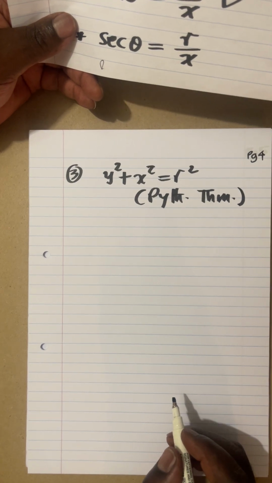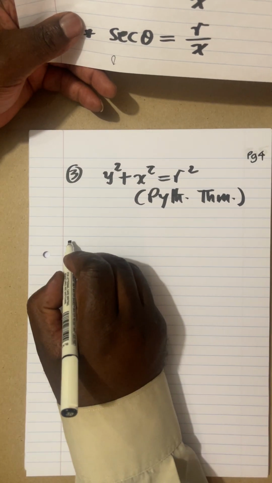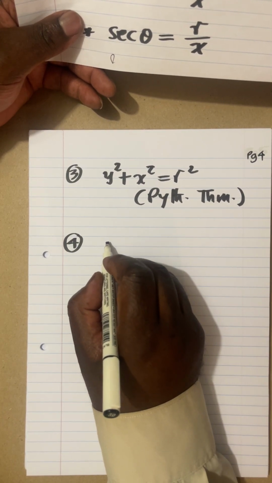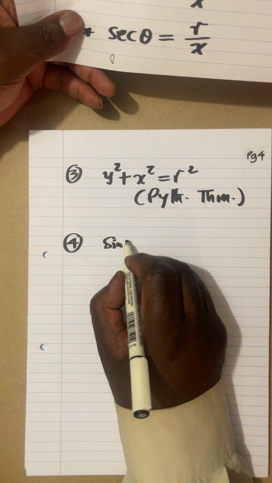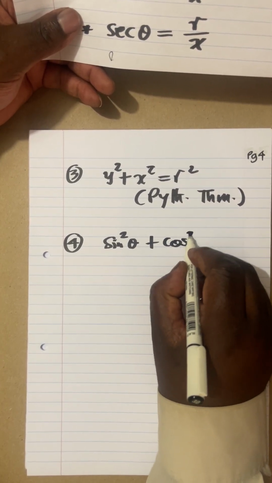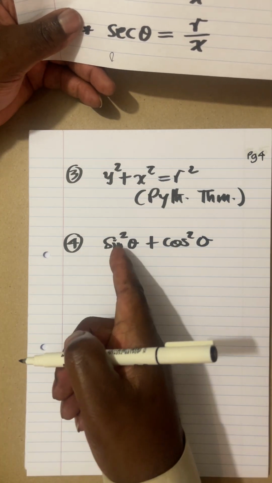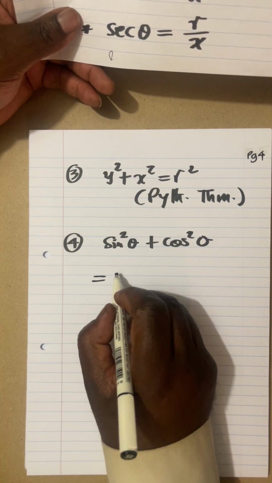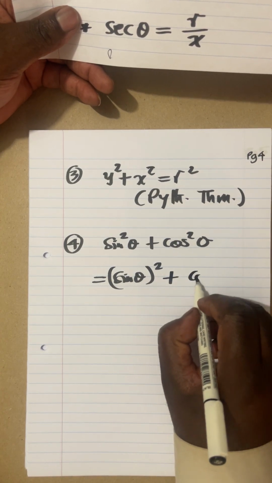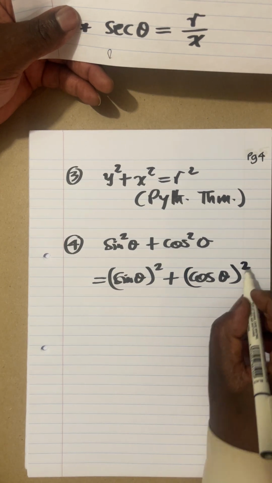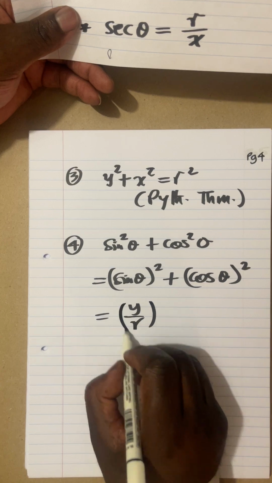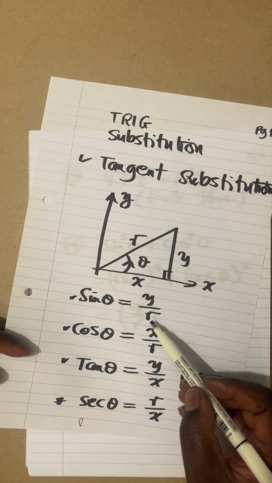Right, this is critical because I'm moving straight to point number 4, which basically is, what do we get when we square sine theta, written as sine squared theta plus cos squared theta? What do we get? This is exactly sine of theta all squared plus cosine of theta all squared. And what is sine theta? This is y over r, remember? Sine theta, here it is, y over r, and we're squaring it.